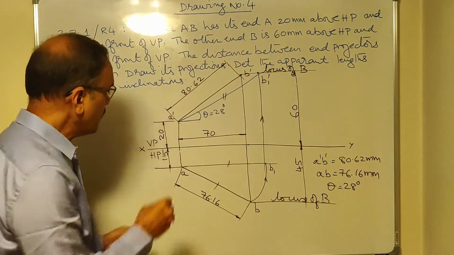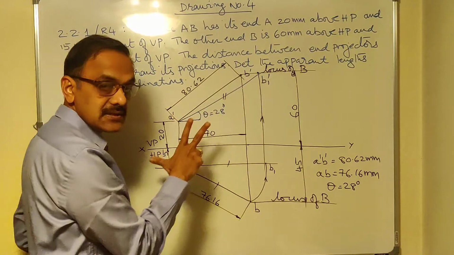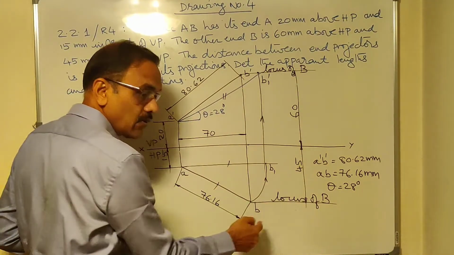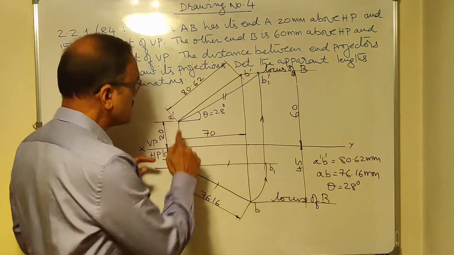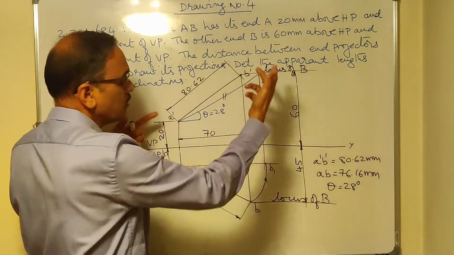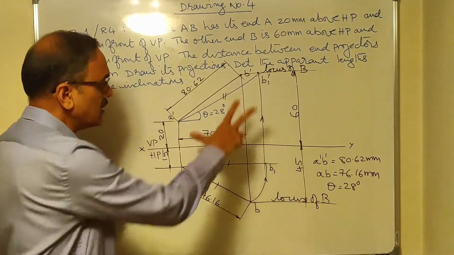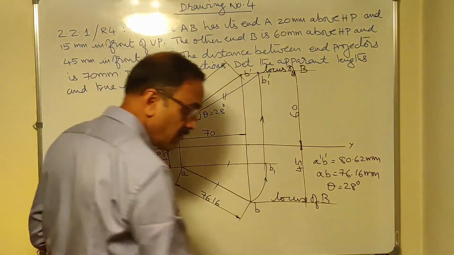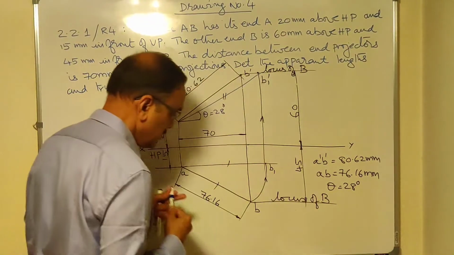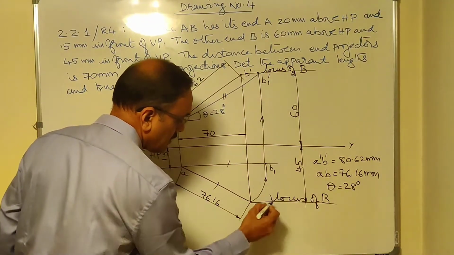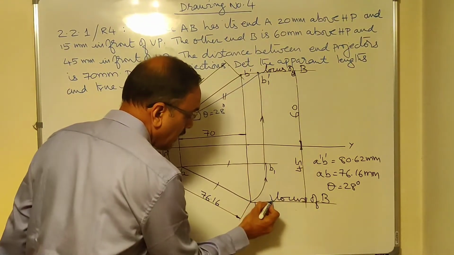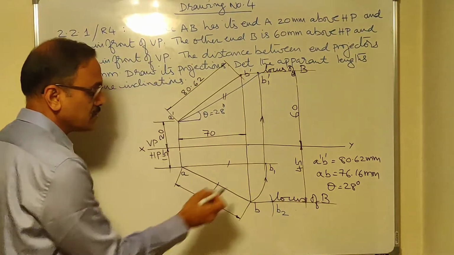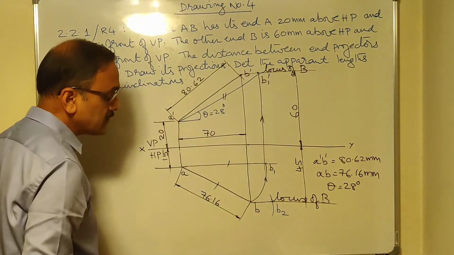So what do I do? Take A dash, B1 dash as radius with compass, A as center, cut the locus of B. Let us say A dash, B1 dash is equal to some 100 mm. So take 100 mm as radius, A as center, cut the locus of B. Let us say it is coming somewhere here. So I will call this point B2 because B1 is already done. Now I call it B2.